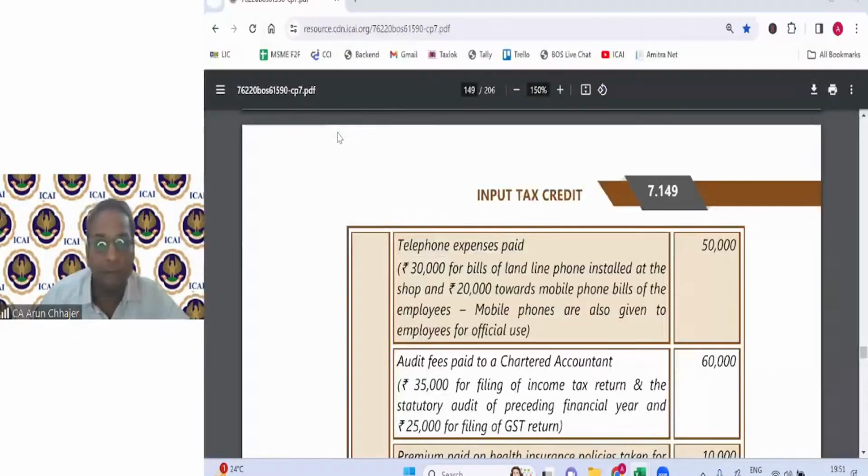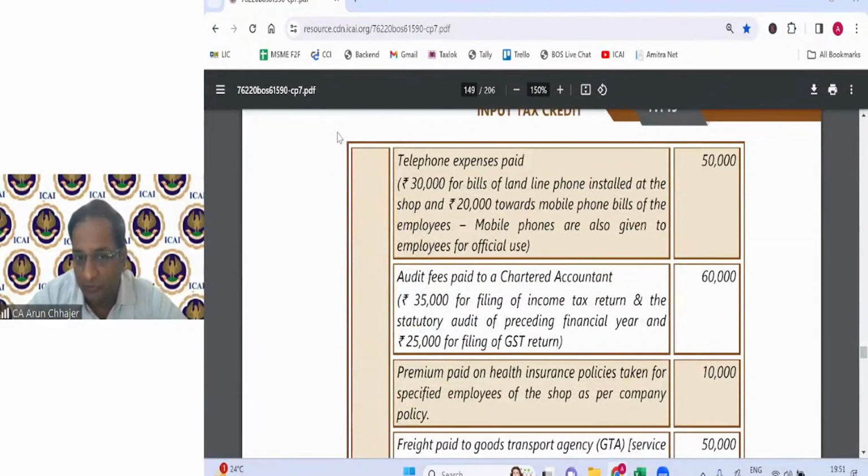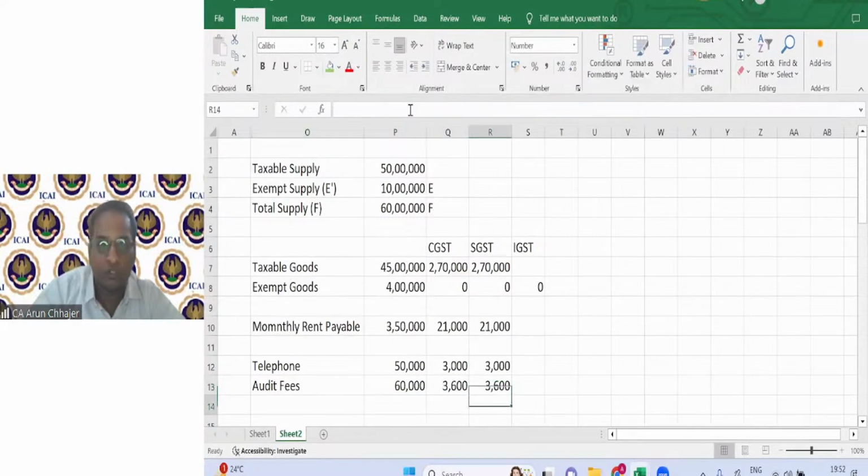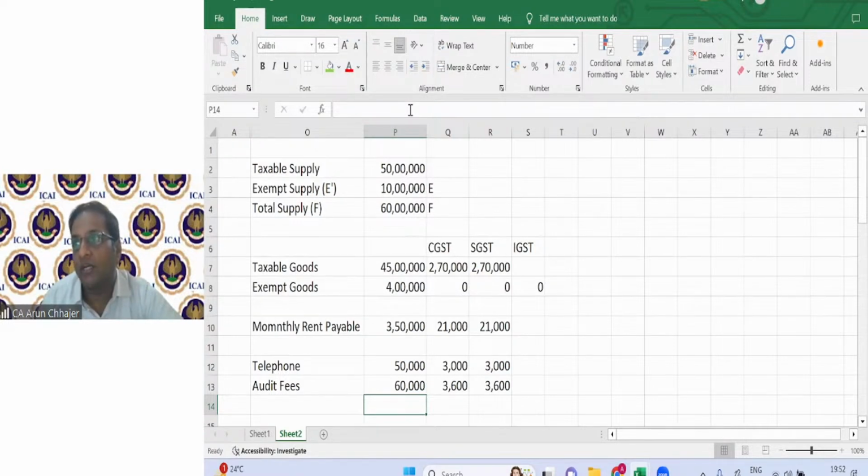Okay. Any question? Now, audit fees paid to the chartered accountant. 35,000 for filing the income tax return, and statutory audit 25,000 for the GST return. So 35 plus 25, it is 60,000. Audit fees is 60,000. Again, we will assume the rate is 12%. Correct? Kirti, Mohammed, Geeta, Usa, Ravi, please confirm meanwhile, so that we are all at the same page. Okay?